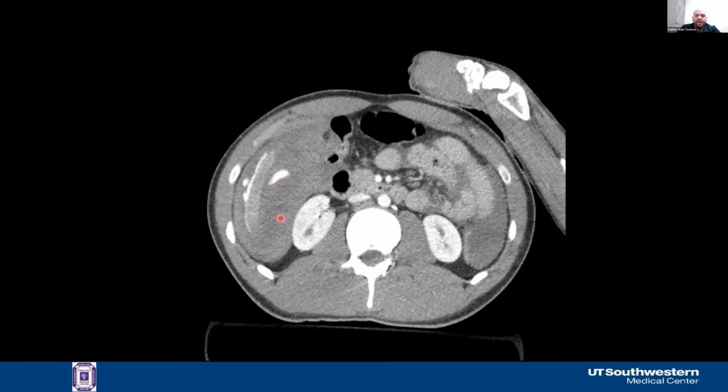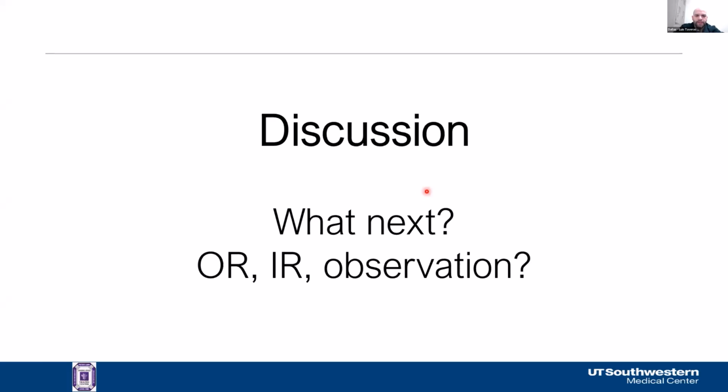With these images, I think we have our first point of discussion. What happens next to this patient? Is this a patient that should go to the operating room, to interventional radiology, or someone that we will be observing? What do the panelists think should be the next step for this patient? Thank you, Dr. Taveras. Dr. Ochman, your comments, please.